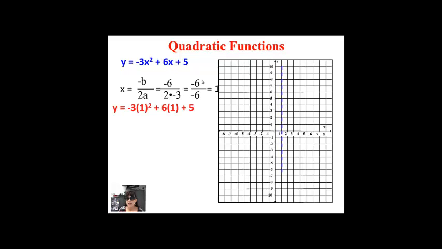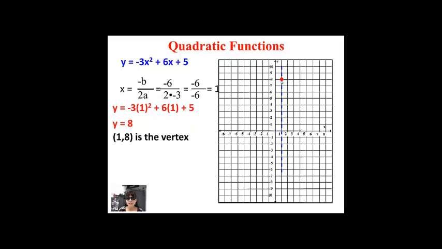Now you're going to plug that value of x, 1, into your quadratic function, and you're going to solve. So when x is 1, what is y? It's 8. That gives you your vertex. Your vertex you're going to plot at (1, 8), right here. Now we're going to move on to the second step.